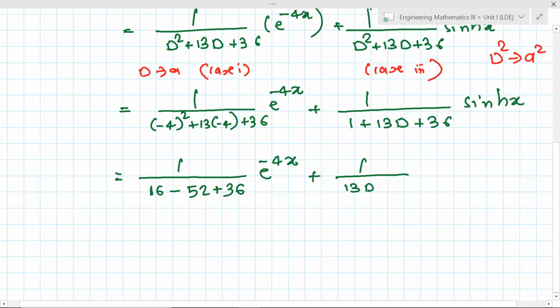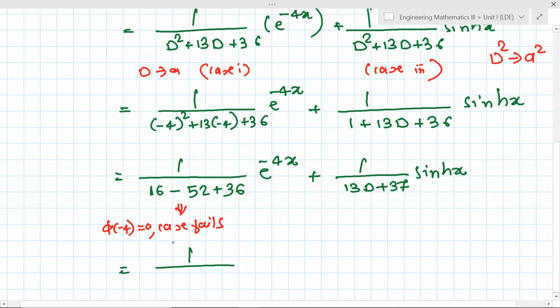Plus, now what about this term? This is 13D plus 37 into sine hyperbolic x. Now we don't have any D square in this second case, only D is there, so just take the rationalization. But here case fails for this, because phi of minus 4 equals 0. Therefore, if case fails, then we just take the derivative.